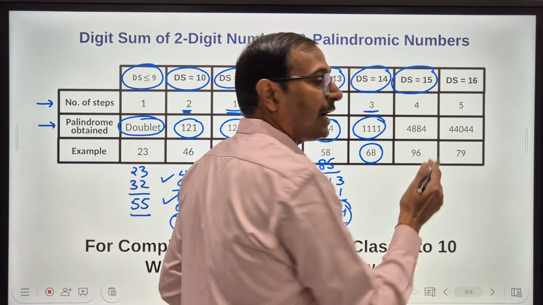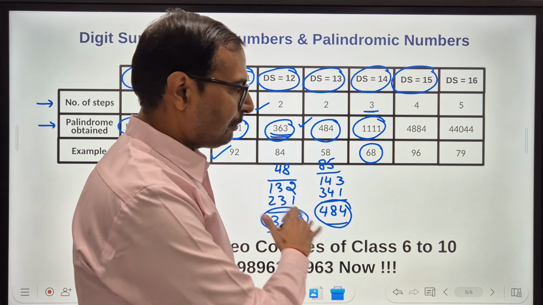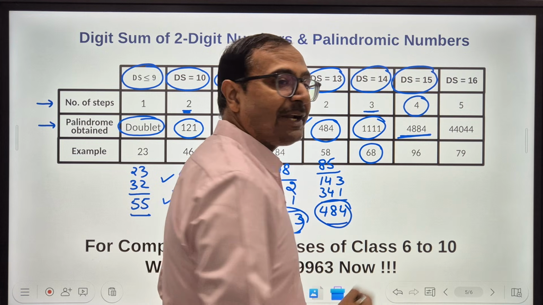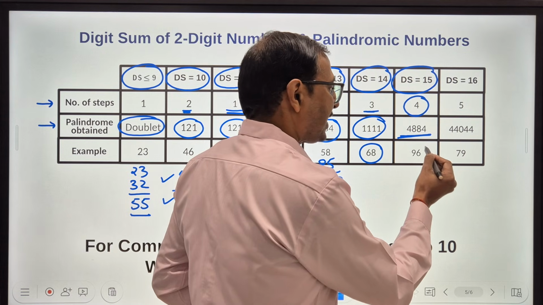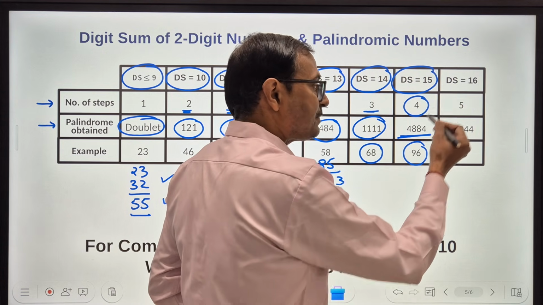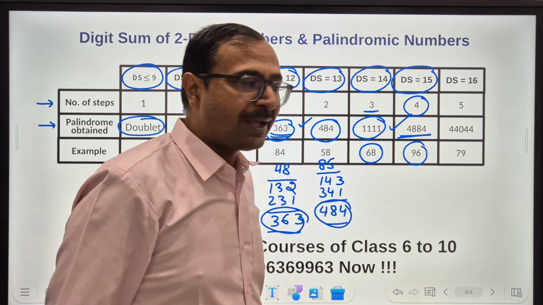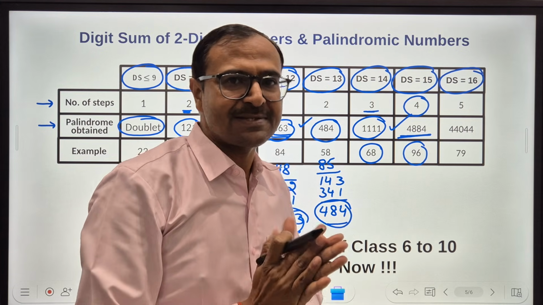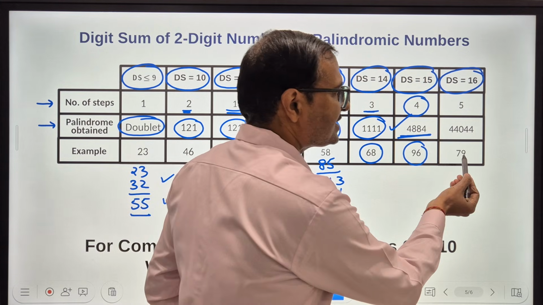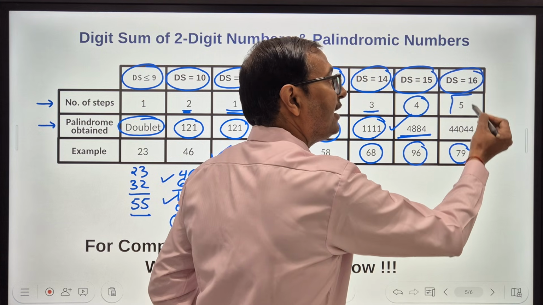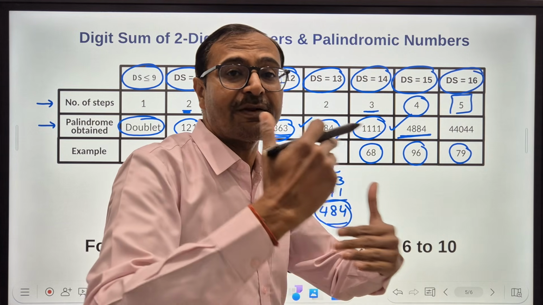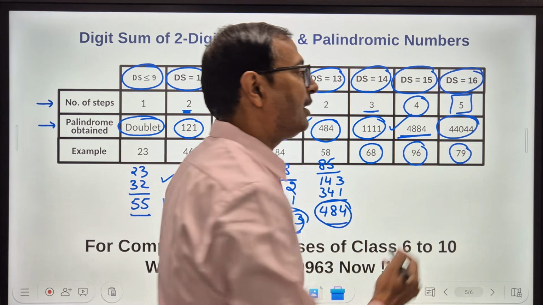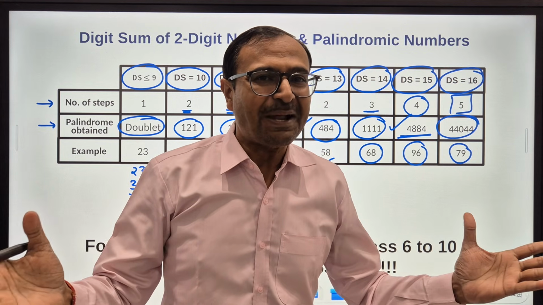Likewise, digit sum 15, I took one example very recently in my previous slide. 4 steps required, you will get to 4884, and try it with 96. 4 steps will get you 4884. And likewise, I tried digit sum 16, like 79 has 7 plus 9, 16. Try it with 79. You will require 5 steps of reverse and add, 5 times. You will get this number 44044, which is a palindrome.